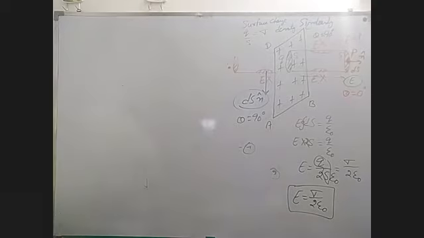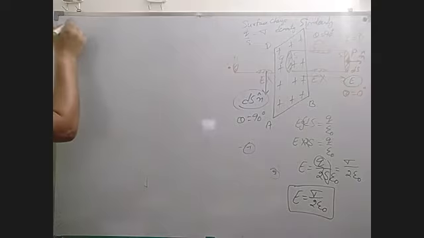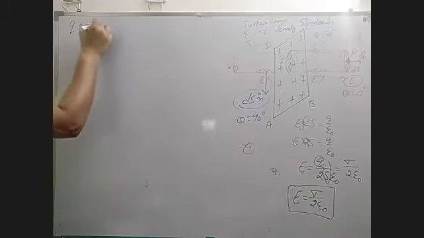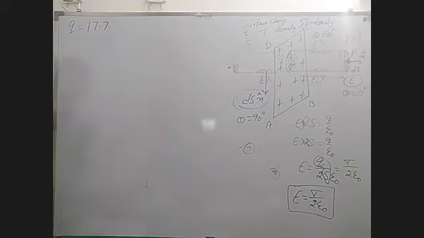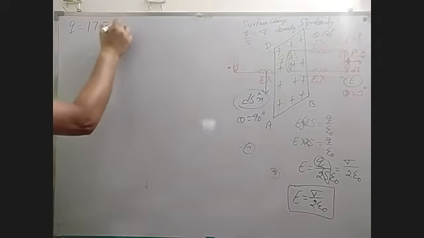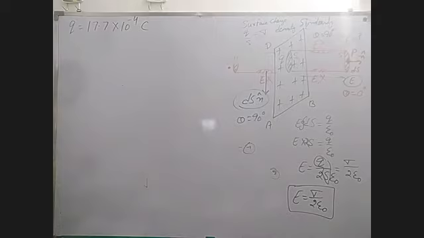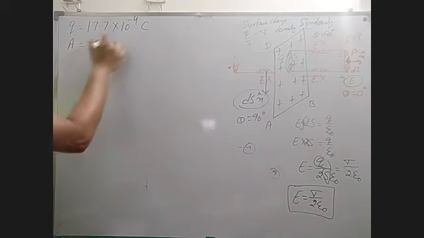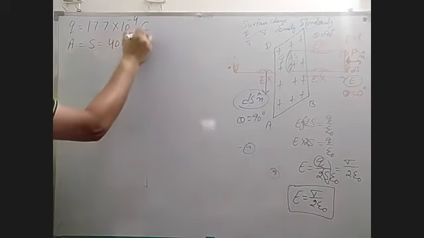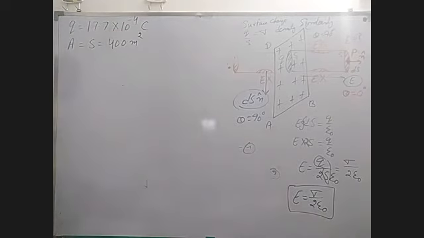A charge of 17.7 into 10 raised to the power minus 4 coulomb is distributed over a large sheet of area. Area is given as A, or you can take S also for area, 400 meters square. Area is given.